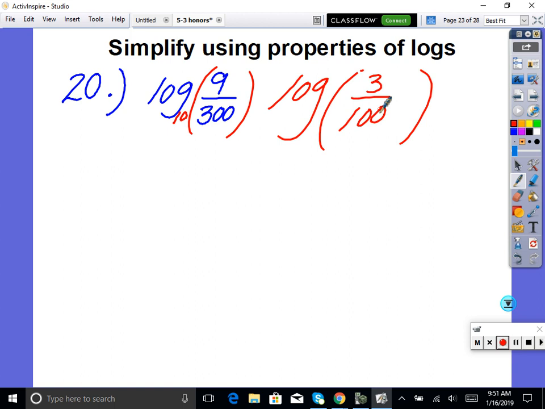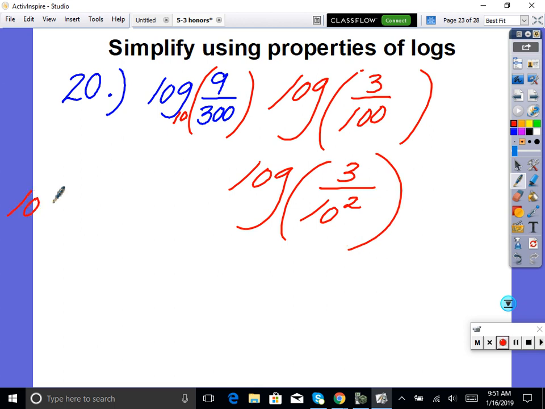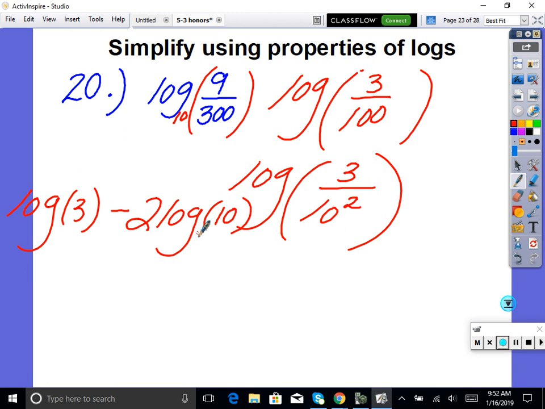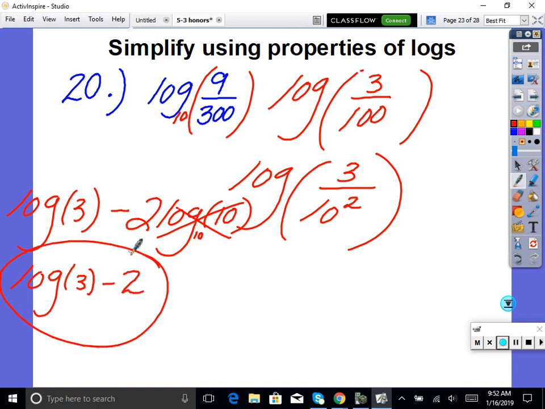Now, I want base 10s, so isn't this log 3 over 10 squared? When you divide, you subtract, so isn't this log of 3 minus 2 log of 10? And then remember, this is secretly log base 10 of base 10. So there's your final answer, log of 3 minus 2. It's not bad, as long as you kind of get where to go with this.